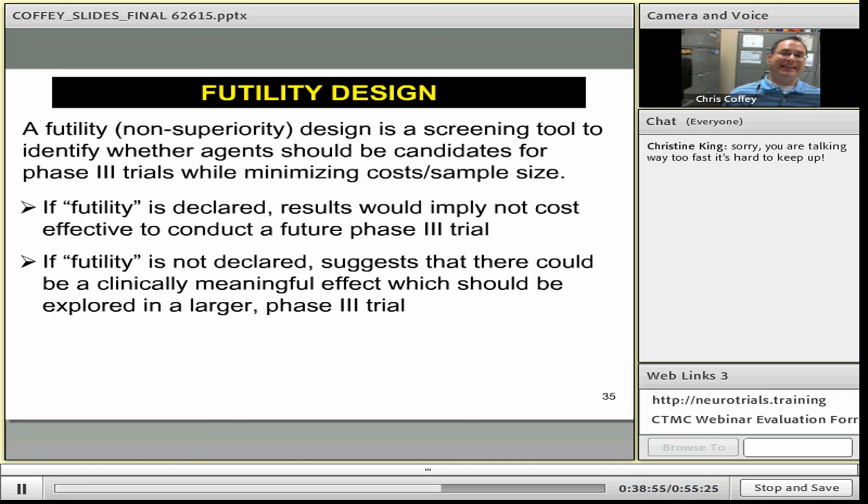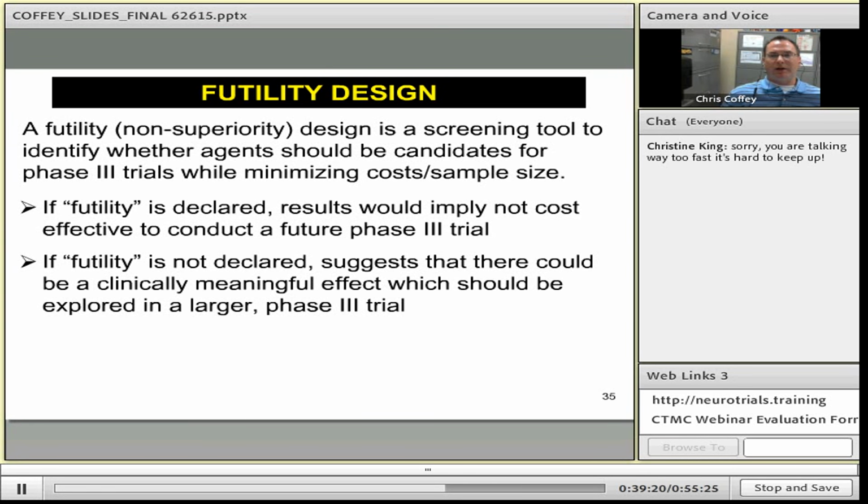And really, this design gets at the situation where we need data to help plan the phase three trial, but we can't really power our phase two study to show efficacy in the same way we would for phase three. And if we don't power for efficacy, we potentially have an underpowered phase three study. This is more of a screening tool. If you're familiar with non-inferiority designs that are used in drug research, you can think of this as a non-superiority study.